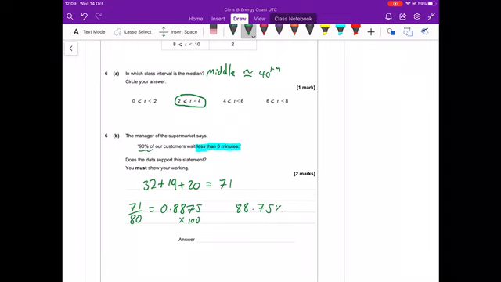Does this data support the statement? Was the manager right that 90% of our customers wait less than 6 minutes? Well, no. I've got enough working out there. No, he's not, because there's only 88.75 were. Okay, that's quite harsh for 2 marks, I think. It should be more than that, but there you go. Okay, no, he wasn't right.